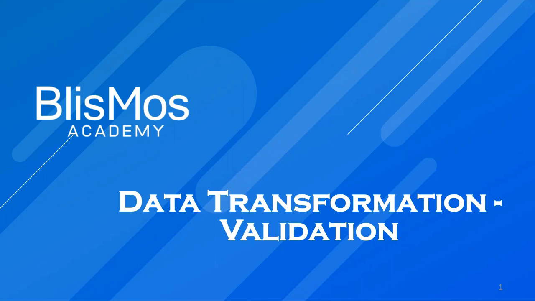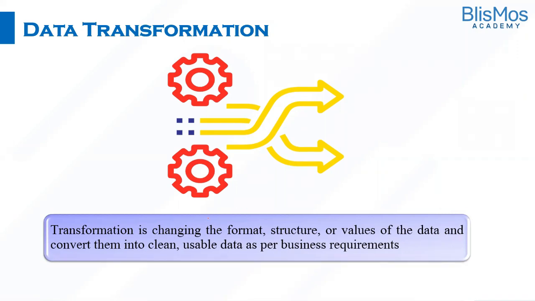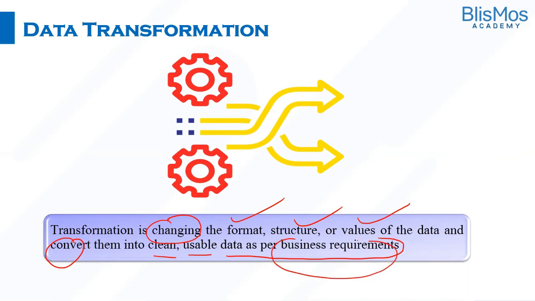As a part of this video, we'll understand how do we validate the transformation in ETL. By the way, what is transformation? As we already understood in our previous videos, transformation is changing the format, structure, values of the data and converting them into clean, usable data as per the business requirements. Two important words here: changing the format and converting the data into clean and usable data as per the business requirements. That is what data transformation is.